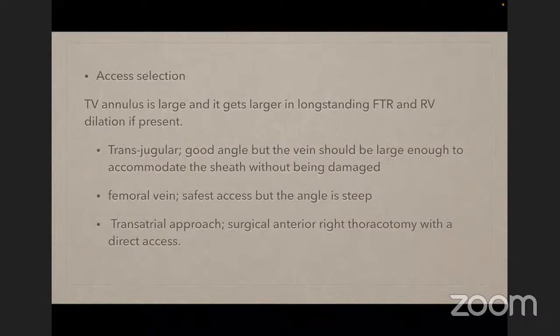Access selection. The tricuspid valve annulus is larger than the mitral valve annulus, and if it gets diseased, it gets larger than normal. So we need a large-caliber access to insert a prosthetic valve without causing vein damage. The safest access is femoral vein access, but its limitation is a steep angle. Transjugular access has a good angle, but we need to make sure of a large-caliber vein to avoid vein damage. And the transatrial approach is a surgical approach by anterior thoracotomy with direct access.